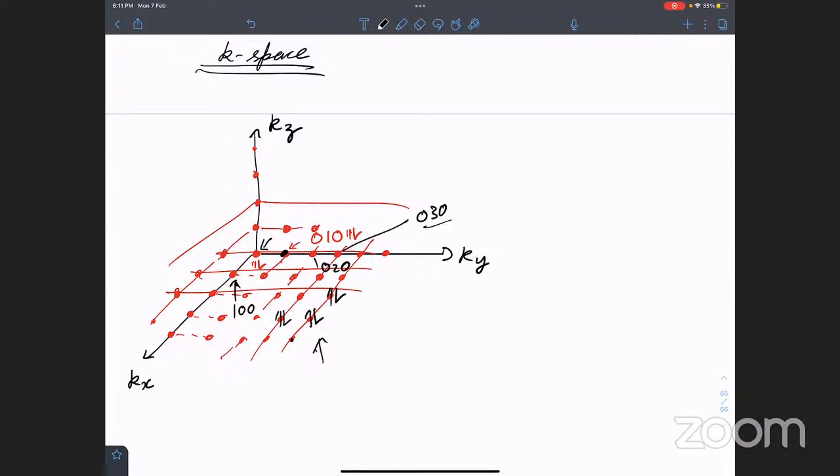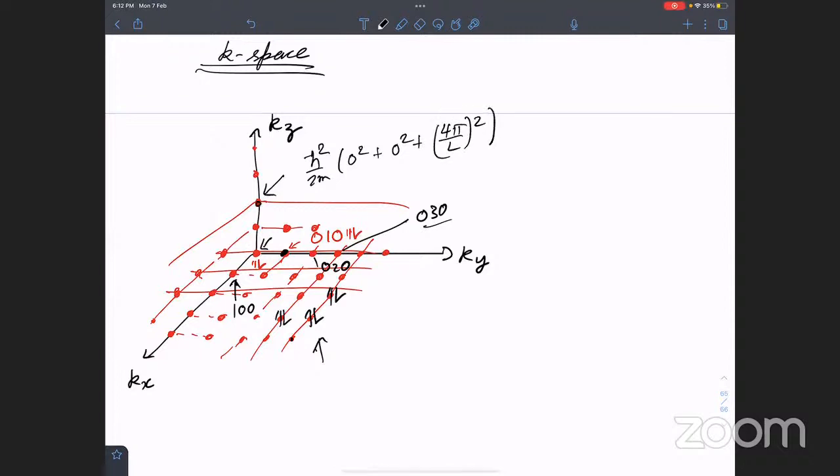Okay. Right. So if I ask you, for this particular state, what is the energy? How will you do it? You'll have to do h square by 2m times kx square plus ky square plus kz square. For this case, kx seems to be 0, ky also seems to be 0. What is kz? Kz seems to be 0, 1, 2. So it is 4 pi by L square. That is the energy of this particular state. There will be one upspin, one downspin again.